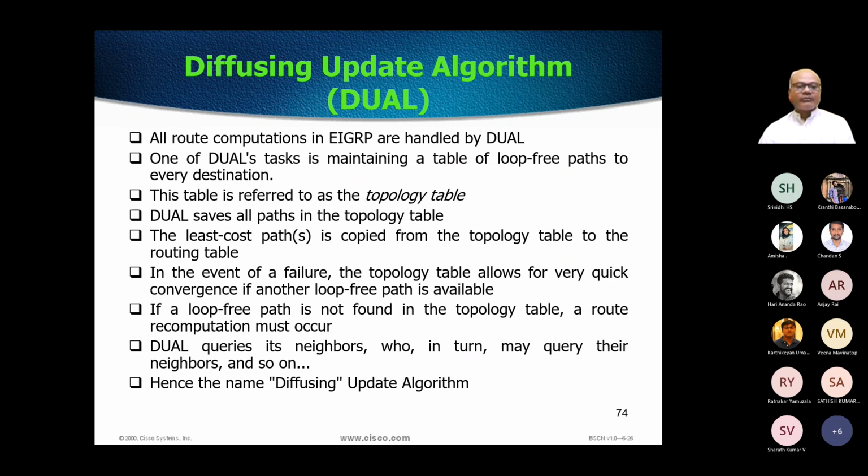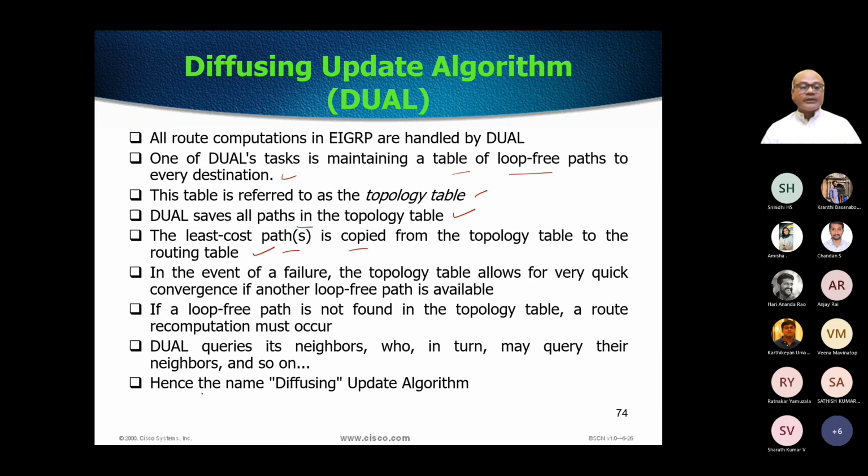Okay, so this is the algorithm we are using to calculate the best path. DUAL maintains the table, your loop-free path for every destination. This table refers to your topology table. DUAL saves all the paths in your topology table. The least cost path is copied from the topology table to the routing table. It calculates the neighbors. So many neighbors are connected, so it will calculate the best path, who is near to me, who is the feasible. So that update information will be stored in your routing table. You're following me, guys, right? Yes.